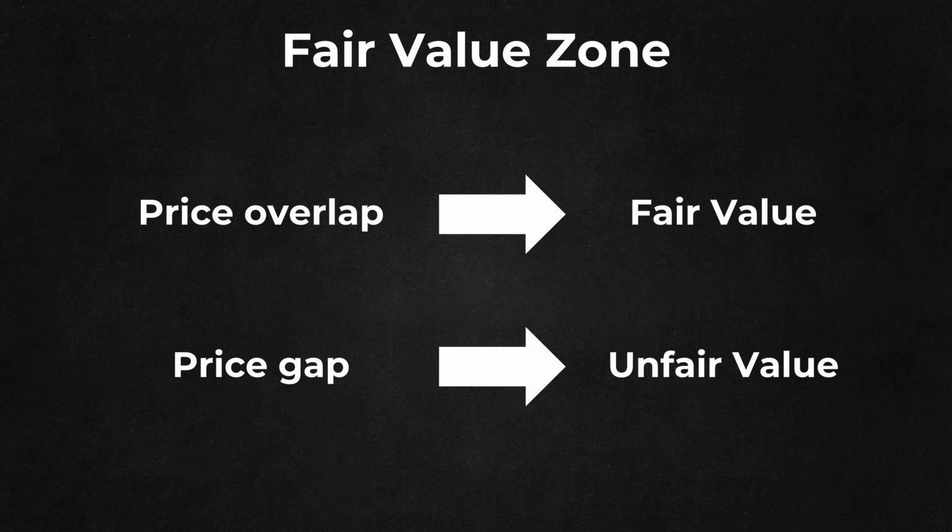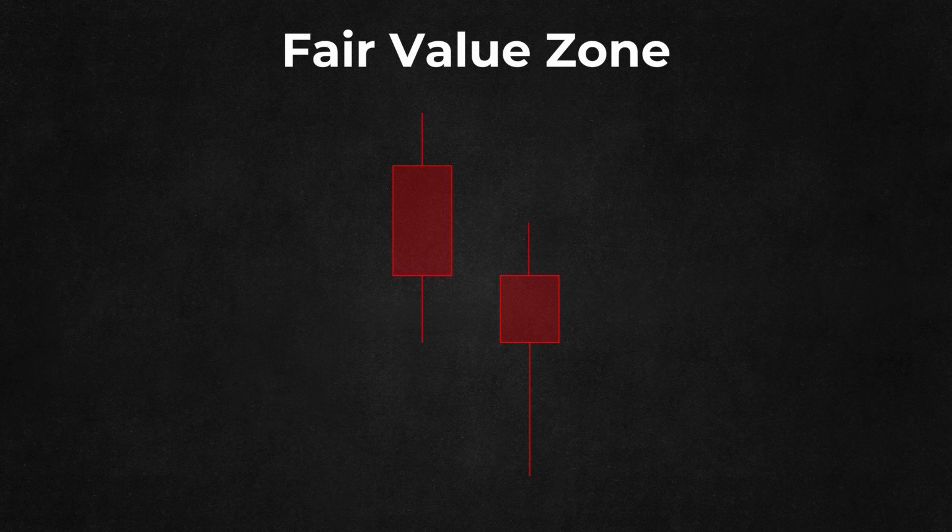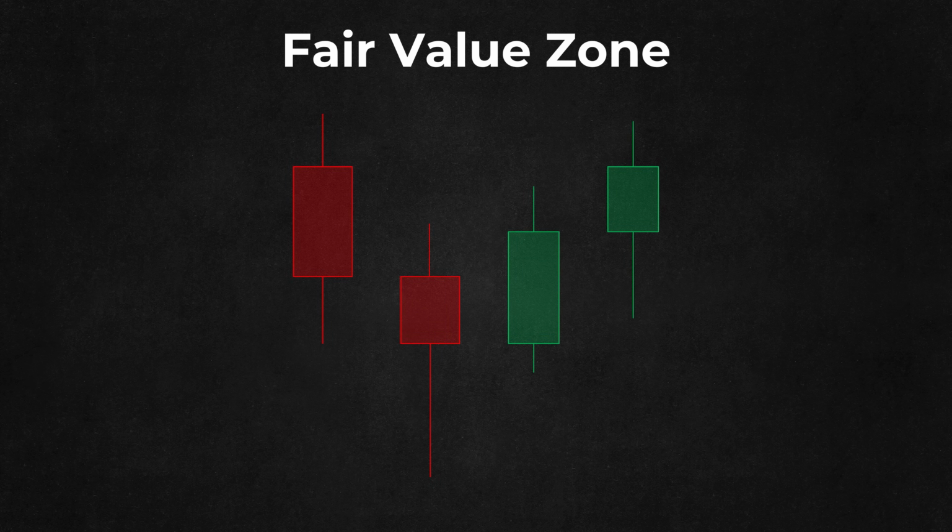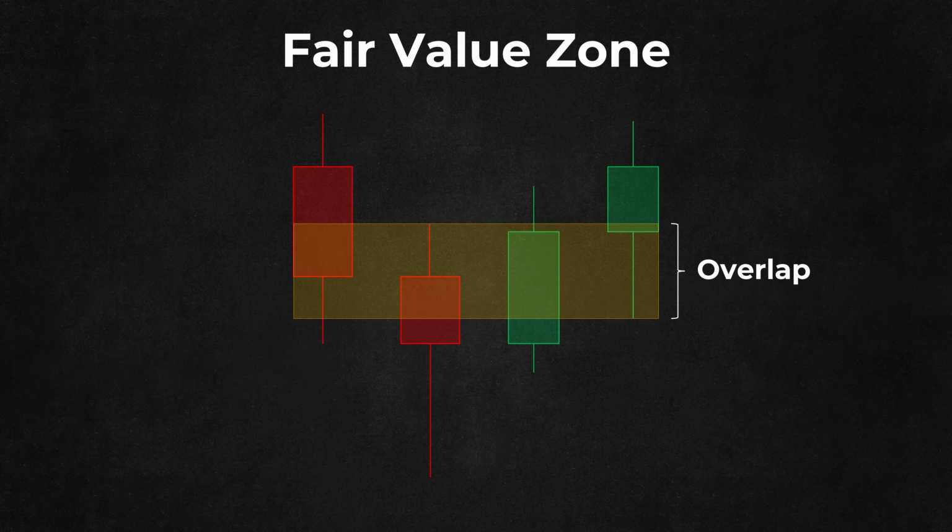For example, imagine that we have two consecutive candles like so. The fair value zone is the area where both candle ranges overlap, like it is highlighted in the rectangle. The overlap with two candles is the simplest example, but we can find the overlap over a greater number of candles. For example, here we have 4 candles. The fair value zone is marked by the area where all 4 candle ranges overlap, like so.